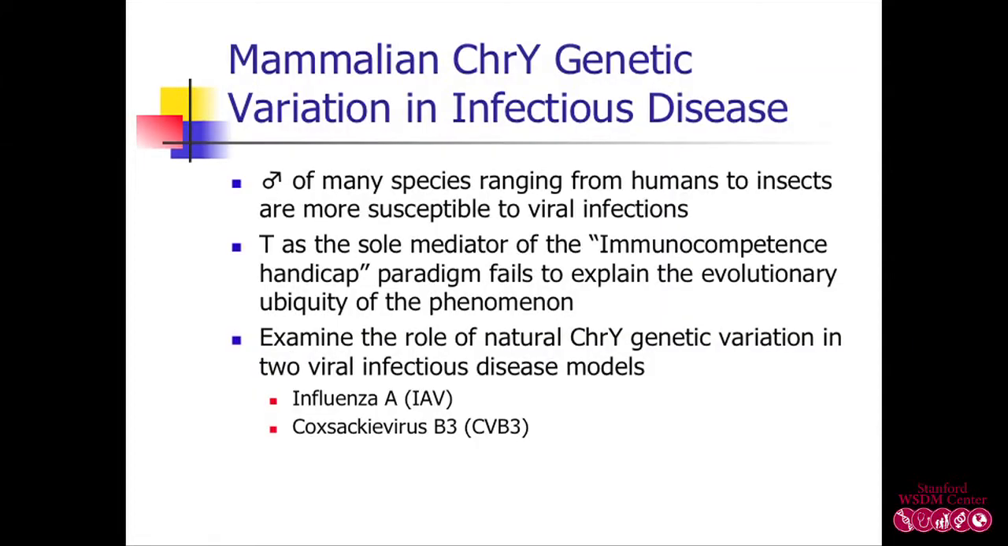We wanted to turn our attention then to the question of whether the Y chromosome, as this naturally occurring polymorphic variation, influences susceptibility to infectious diseases. As I told you earlier, in many species, males, including insects, are more susceptible to viral infections. Testosterone, as the sole mediator of the immunocompetence paradigm, fails to explain the ubiquity of the phenomenon. So we examined the effects of Y chromosome genetic variation in two viral models, influenza A and Coxsackie B virus infection. Again, these are just our panel of strains of mice.